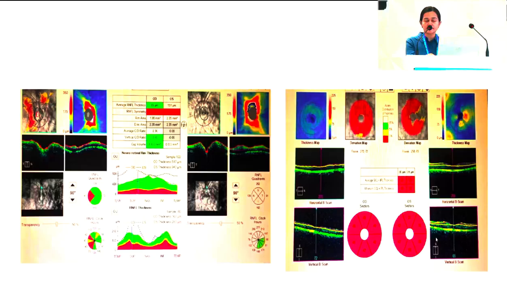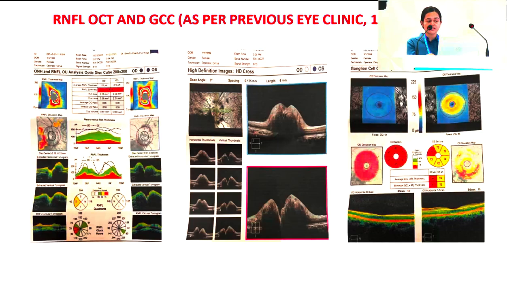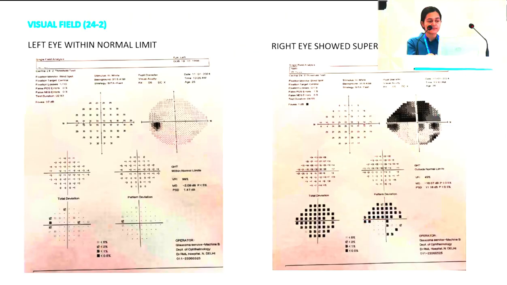This is the OCT RNFL of the same patient. The left eye showed disc edema, and in the right eye there was slight nasal elevation of the RNFL. When we did the macular GCC, both eyes had significant thinning in all the sectors. This is the previous OCT RNFL and GCC of the same patient, in which both eyes had bilateral disc edema. And at that time, the macular GCC in the left eye was relatively better as compared to the right eye.